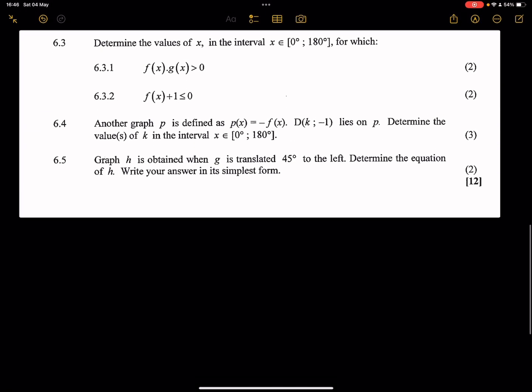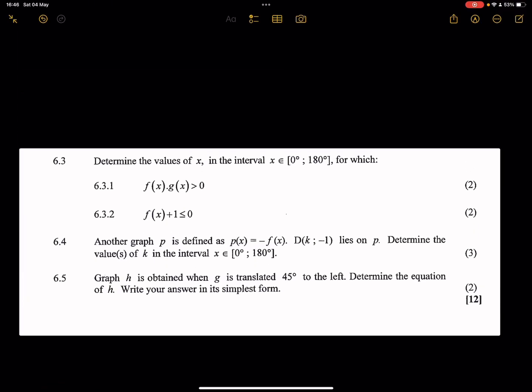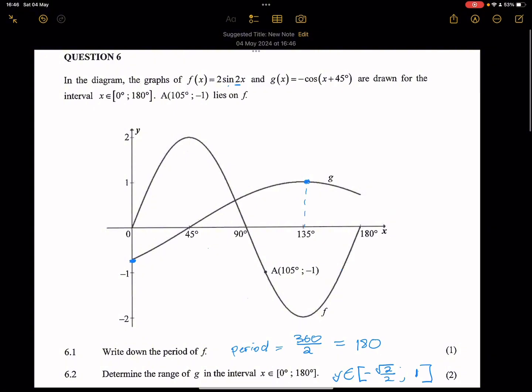Okay, so we go on to the next part of this question. Now they say to us, determine the values of x in the interval x is an element of 0 to 180 for which, now 6.3.1, they want to know where is f of x times g of x greater than 0. Now remember, ladies and gents, when I say f of x times g of x greater than 0, it simply means that the graphs would have the same sign, and as a result, when I take the product of their y values, it would give me a positive. So where do they both have the same sign at the same time?